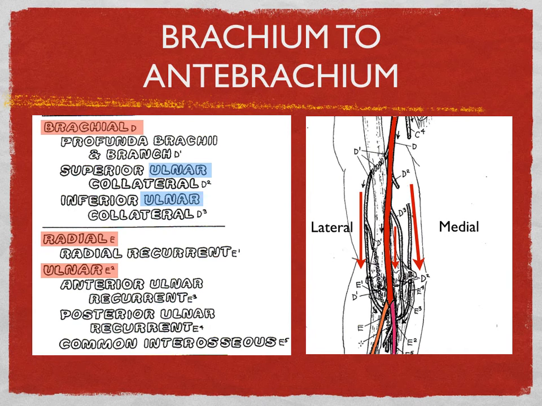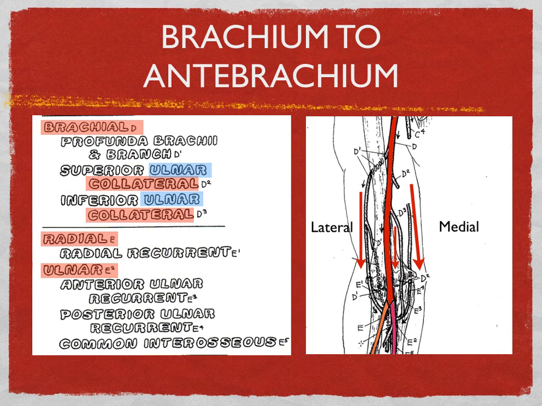And the designation here, calling them ulnar, is giving you that concept that they're on the medial side. The collateral term here is referring to the fact that these are running beside or parallel to the brachial artery. So the profunda brachii on the lateral side and these two ulnar collaterals on the medial side. And how do you tell them apart? One's superior and one's inferior. And that's simply where they are branching off the brachial.